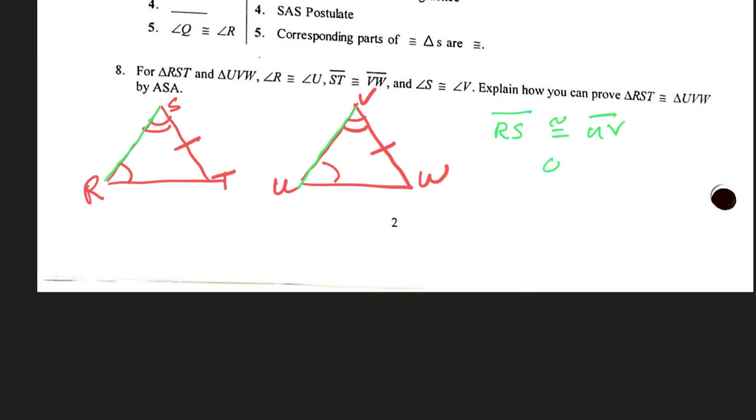Or you could have had angle T congruent to angle W. So those are the 2 ways that you could have used angle, side, angle. That's what you would explain in your test.